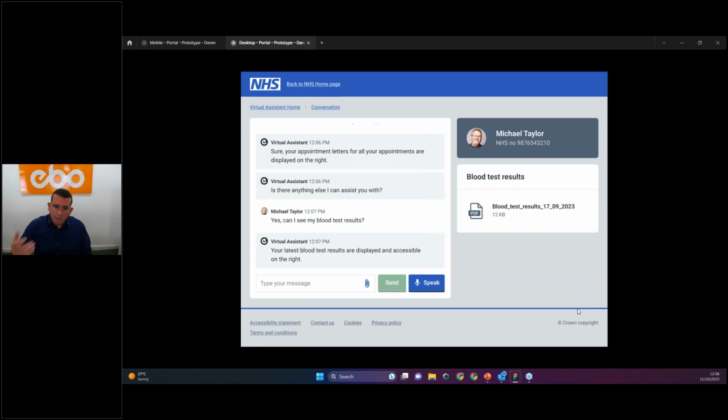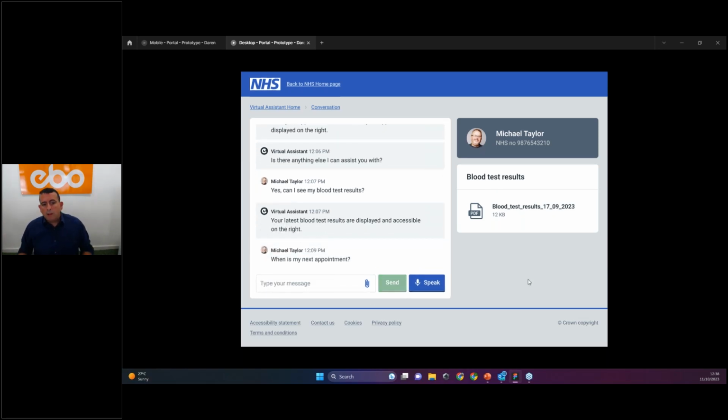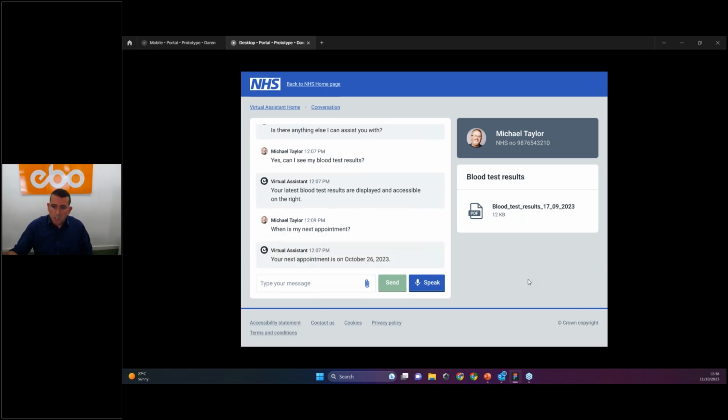Moving on to a different element, can I see my blood test results? Absolutely. We would understand that it is a blood test, and we will pull them through in the appropriate manner and then display them on the right-hand side. Okay. Going back to appointment management, you say, when is my next appointment? It would actually just pull that through. There's nothing really else to say. So that'll be a decision we make as well in the flow. Is it worth showing it in the conversation flow, or is it worth pulling it out and showing it as a panel?